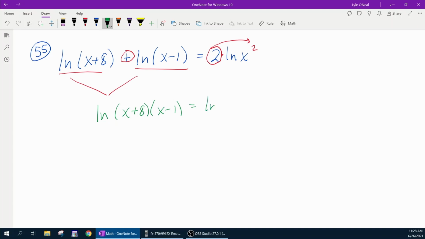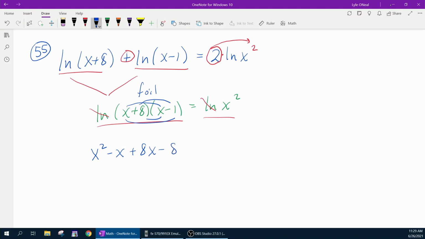On the other side, we're going to have natural log of x squared using the power rule. Now notice we have only two terms that both have natural log. And so those natural logs can cancel, and we won't have any more logs left. Now we are going to need to use the four-letter F word here. Yeah, we're going to need to FOIL it. Let's F it up. X times x, x squared. On the outside, minus x. On the inside, plus 8x. Last but not least, 8 times negative 1 is negative 8 equals x squared.